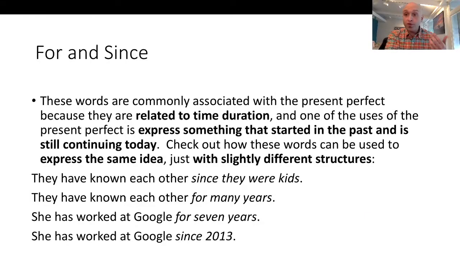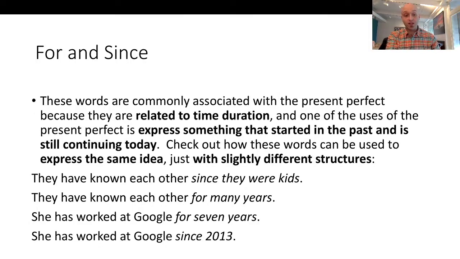E olha como podemos formar frases com for and since que falam mais ou menos a mesma coisa. They have known each other since they were kids. Ou they have known each other for many years. Está falando mais ou menos a mesma coisa. Também, she has worked at Google for 7 years. Or, she has worked at Google since 2013.